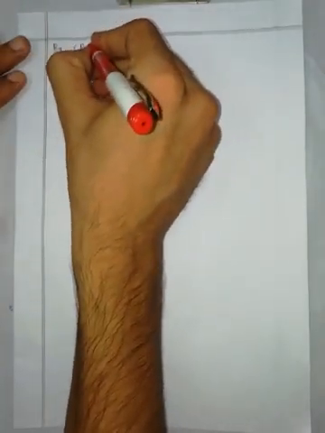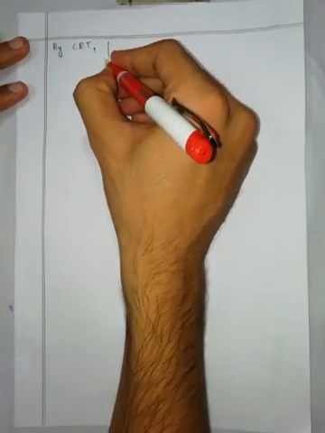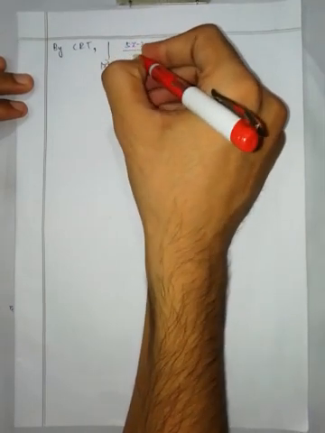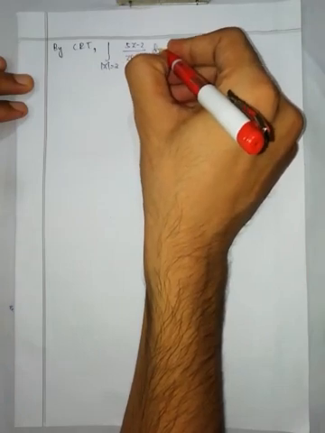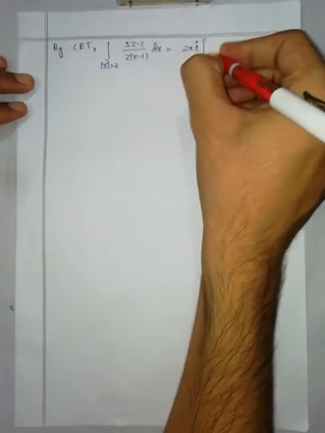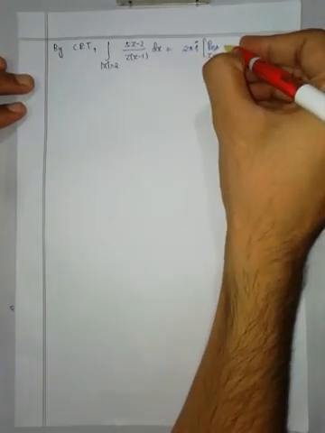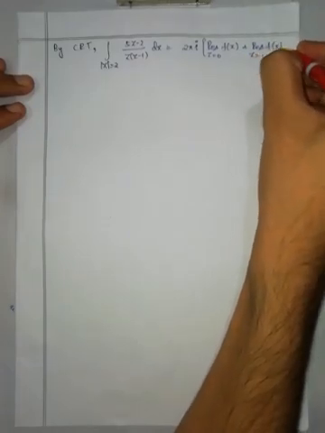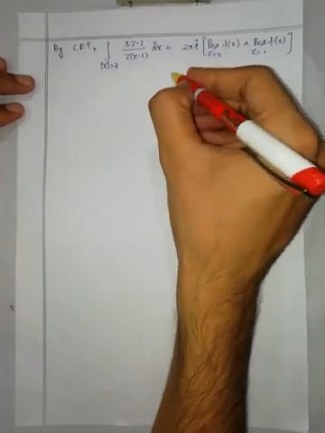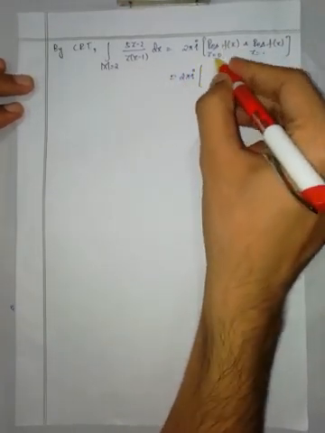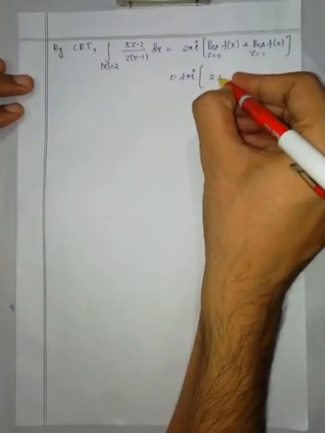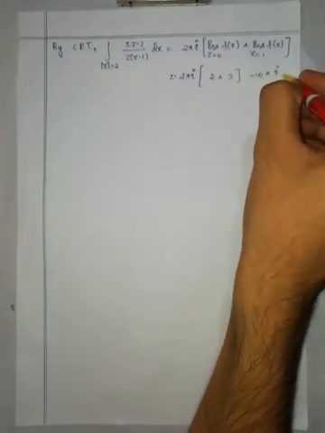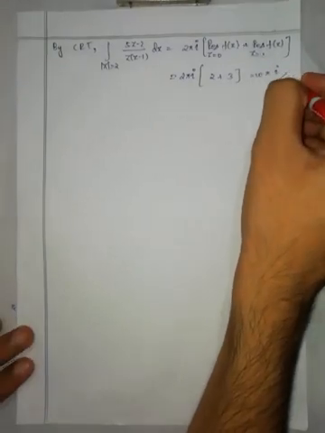By the Cauchy residue theorem, the integral over |z| = 2 of (5z - 2) / (z(z - 1)) dz is equal to 2πi times the sum of the residue at z = 0 of f(z) and the residue at z = 1 of f(z), which is 2πi times (2 + 3), which is 10πi. Now the second one.